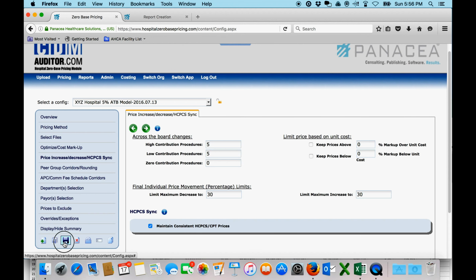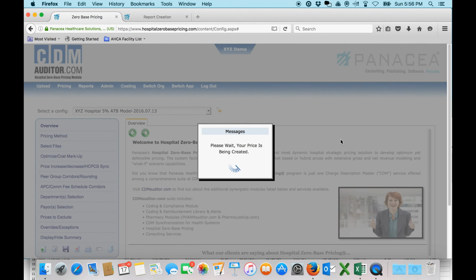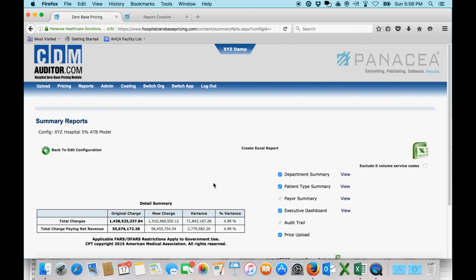So it's 5 and 5. We'll hit save. We'll hit run. And now we can see how much net revenue the client would have gotten with a 5% increase. And you see the gross revenue goes up almost $72 million with about a $2.8 million increase in net revenue. So we're going to try to do a model letting the benchmarks do most of the work, but keeping an eye towards the net revenue not going below 2.8 so that this client will get the best of both worlds. It will achieve the $2.8 million net revenue, hopefully, or more, but also have more defensible pricing.